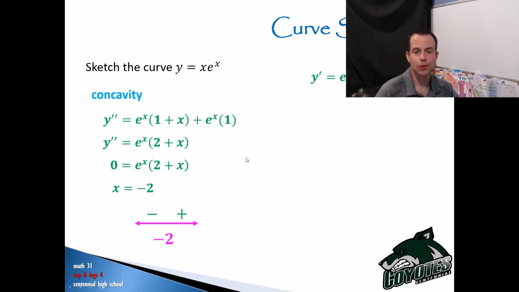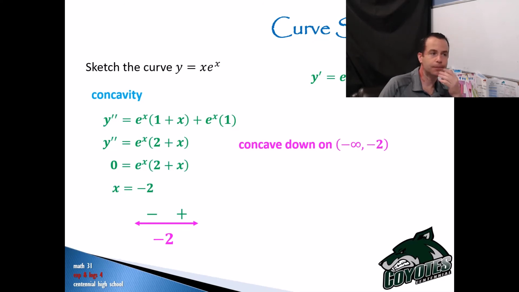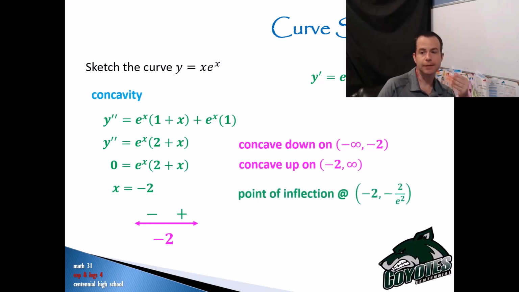Okay, so that tells me I'm going to be concave down from -infinity to -2, and I'm going to be concave up from -2 to infinity. It also tells me I have a point of inflection at -2, and if I plug -2 back into the original equation, I'd have -2 times e to the -2, which would be -2 over e squared. So I have a point of inflection at -2, comma, -2 over e squared. Okay, so then the last thing to do here is to graph that. And again, with that -2 over e squared, you probably want to get a decimal approximation.